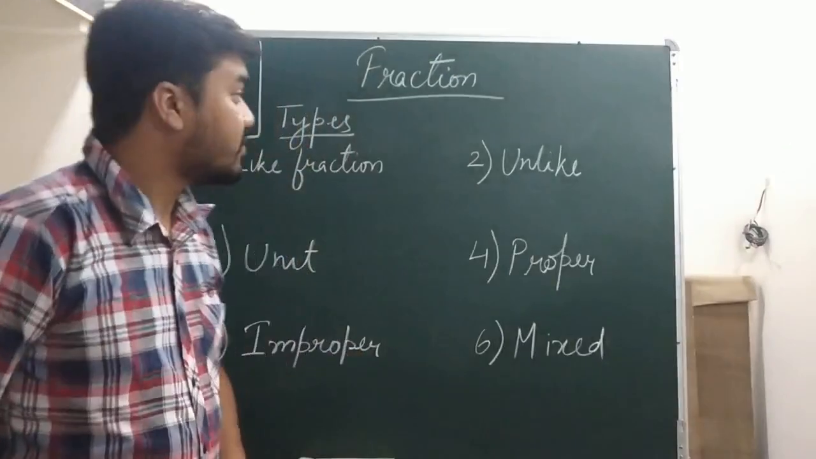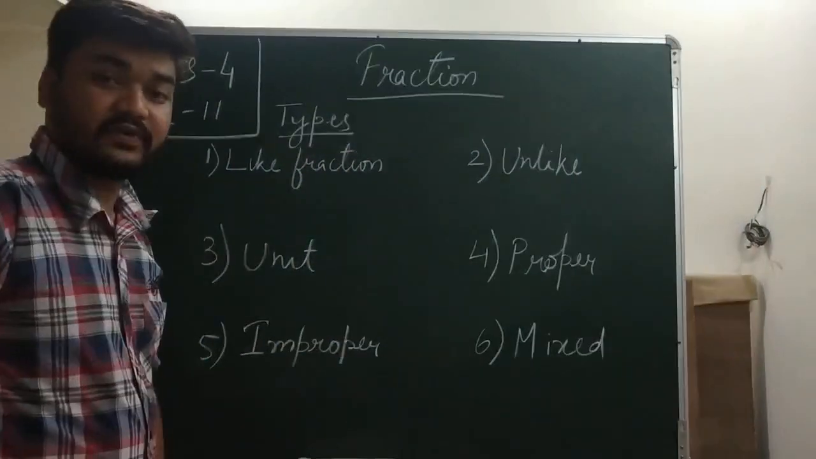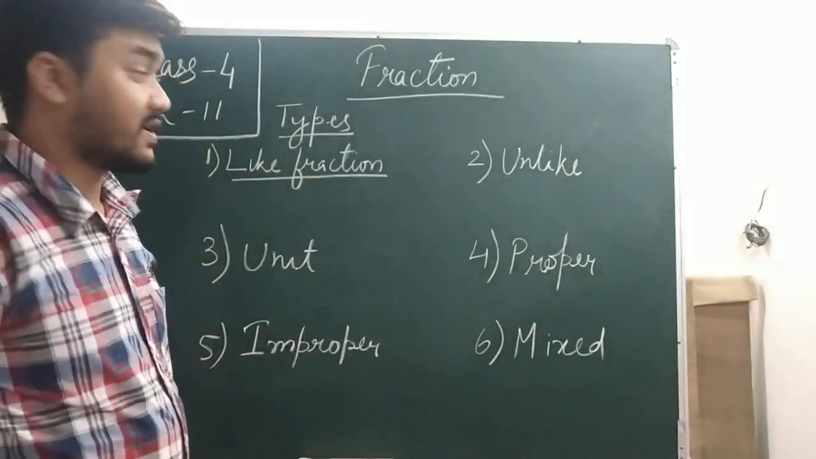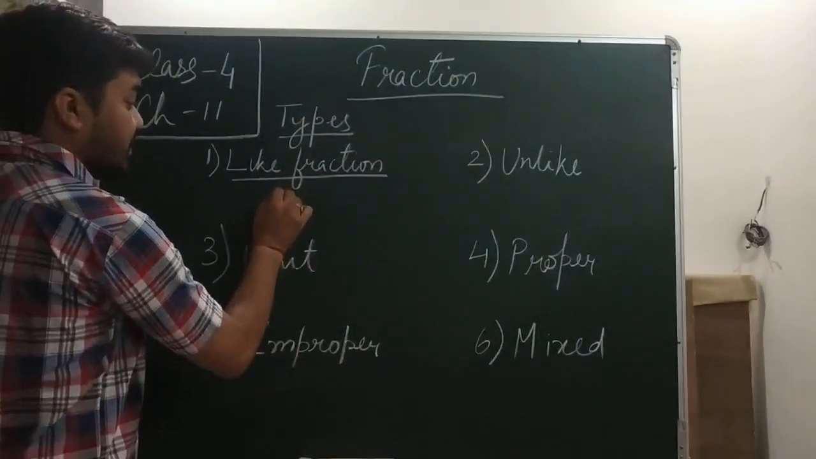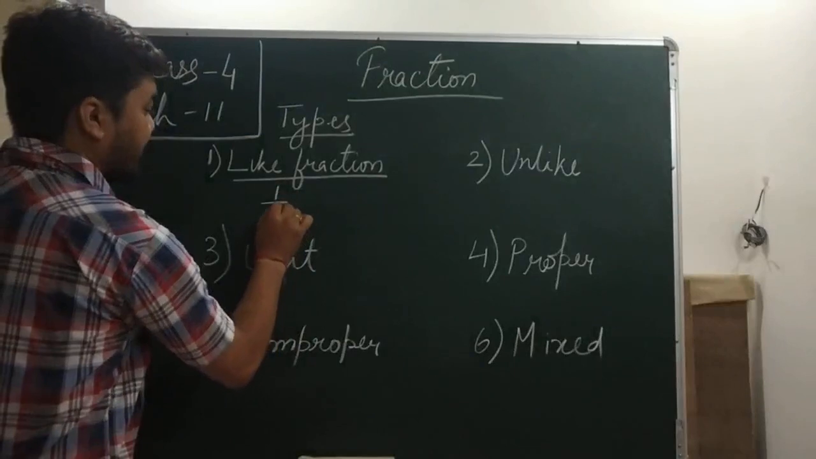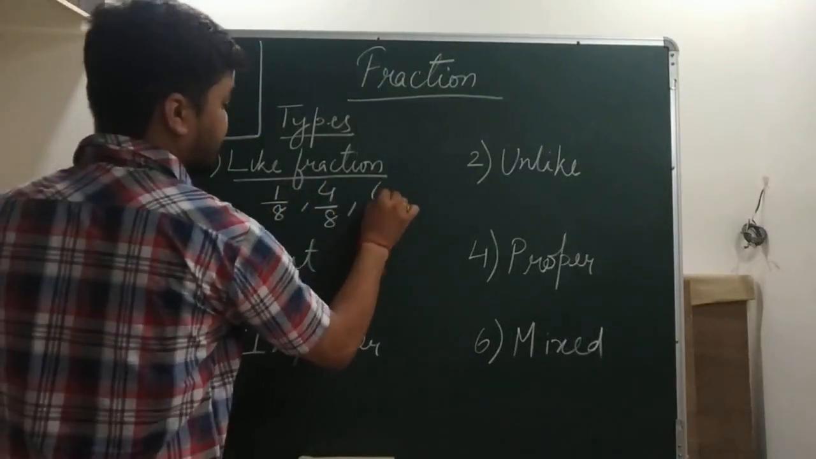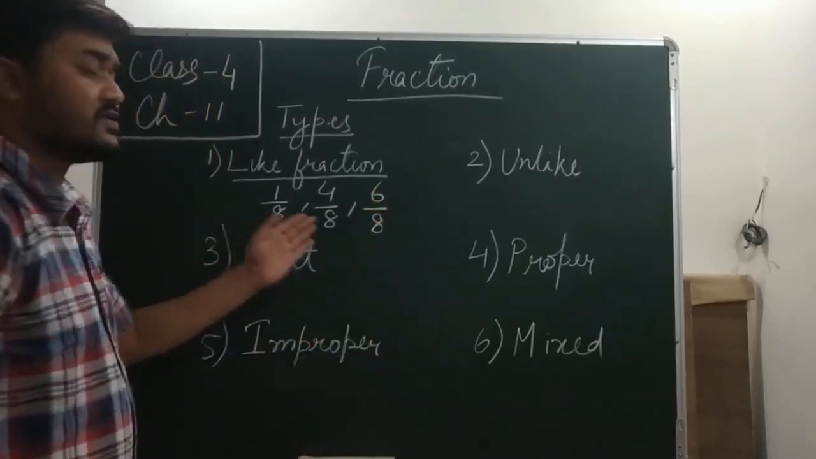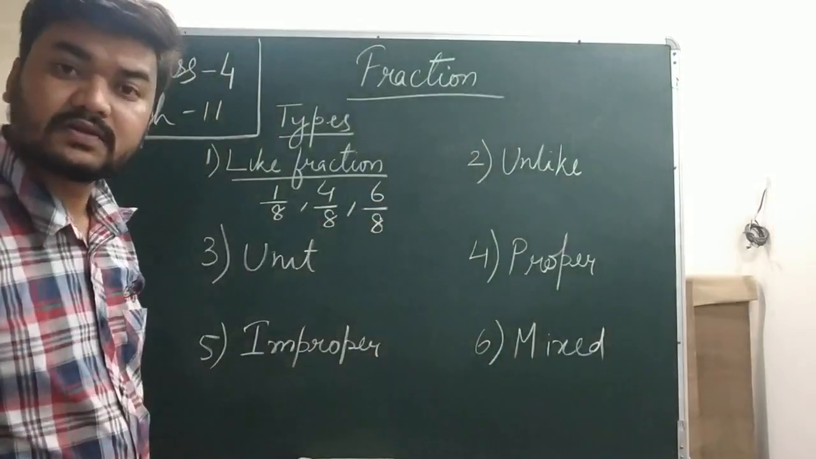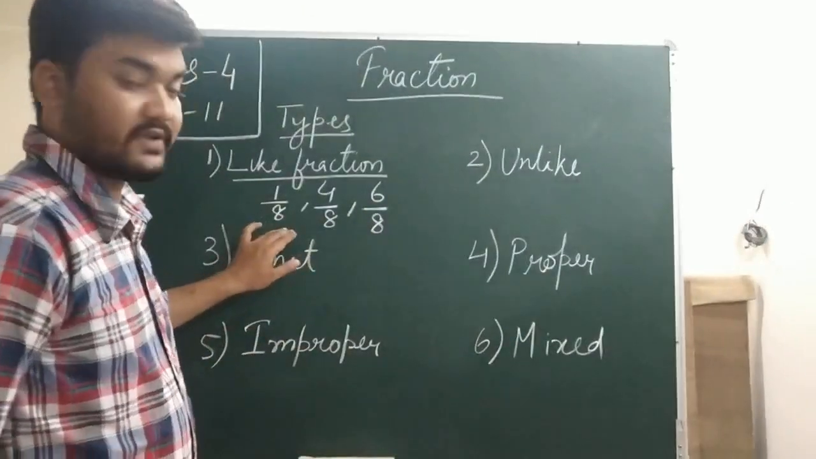Now we will see types of fraction. The first type of fraction is like fraction. Now what is like fraction? A fraction in which the denominators are same. Suppose 1 by 8, 4 by 8, 6 by 8. What can you see here? All the denominators are same. So this type of fraction is called like fraction.